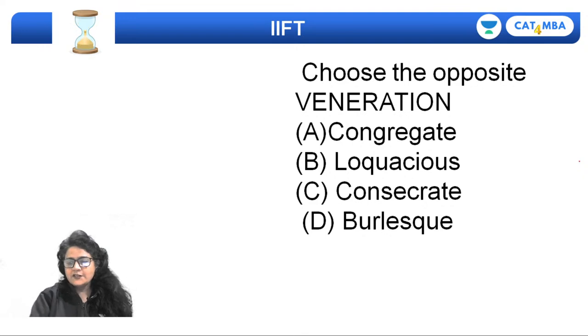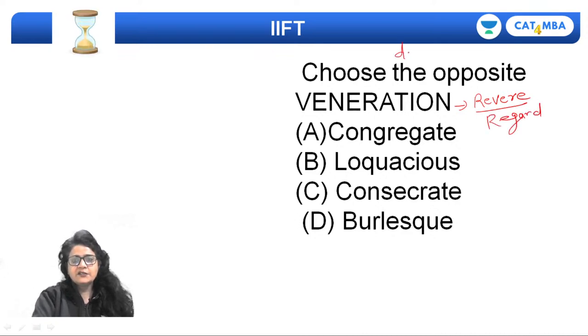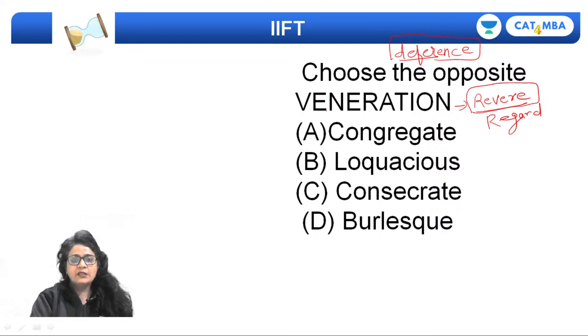Alright, fine. So the answer is D. Any other option which you feel is the answer or could be the answer? So veneration is to revere. Revere is same as regard and same as deference. Right? So defer is a verb. When you say deference, it becomes a noun, and it has the meaning of respecting someone. Okay? So deference, veneration, reverence, all mean giving regard, respect to someone. These are formal words. Answer is D, burlesque.